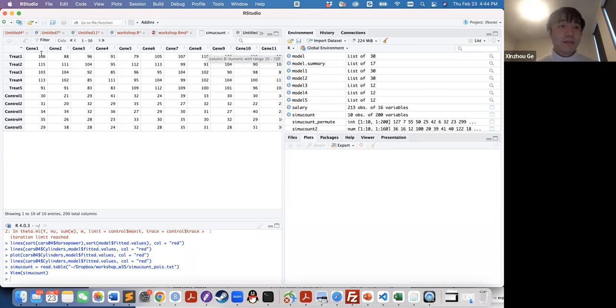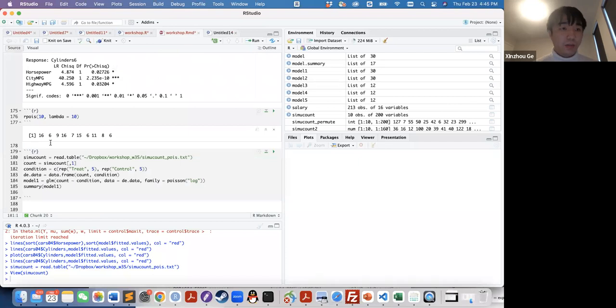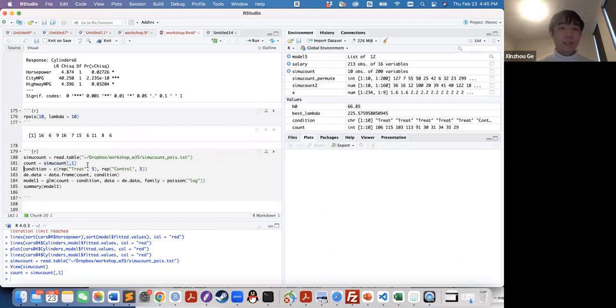So let's focus on the first gene first, which means that we only want to do one regression for this gene and use the condition label as the predictor and the gene's read counts as the response. So we will first get the count vector of that gene, and we can name it as count. Here we just extract the first column of this dataset and name it as count.